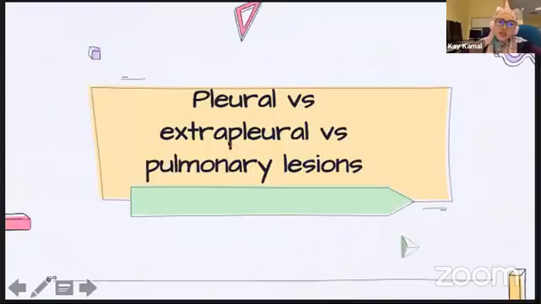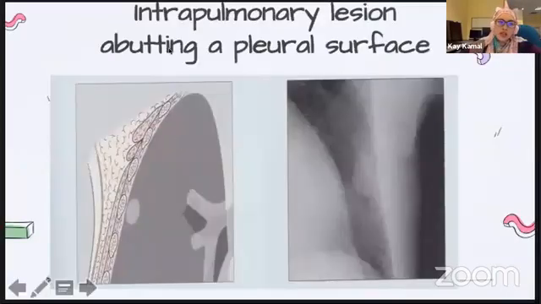So how do you differentiate whether it's pleural or extrapleural or pulmonary regions? In a pulmonary region, a mass abutting a pleural surface like this is actually from the lung, but it is very close to the pleural region. So how do we know it's actually from the lung? Number one, you see that the margins are clear. All the margins are clear, you can draw. And then the interface between the pleura here and the mass itself is an acute angle. Meaning if you draw an angle from here and then you follow, it is an acute angle. Acute angle, as we learned in mathematics before, is less than 90 degrees.